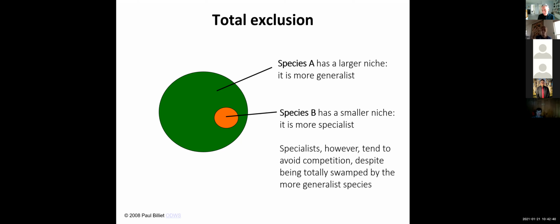All right, thanks. So that allows them to coexist, even though technically the niche of species A is completely encompassing the niche of species B.